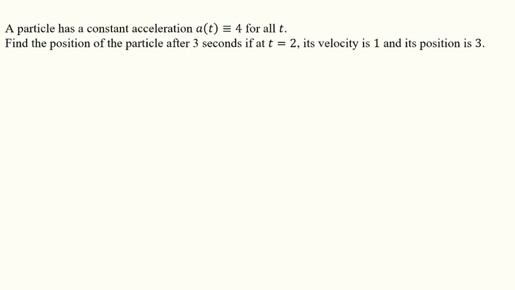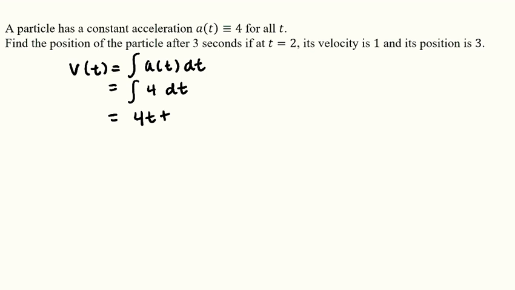Particle has constant acceleration. So this is just where they're giving you the second derivative, right? And we're going to jump up a level. So v of t is going to be, if a of t is constantly equal to 4, that's what that means, v is going to be the antiderivative of a of t with respect to t. So that's going to be the antiderivative of 4, which is 4t plus c.